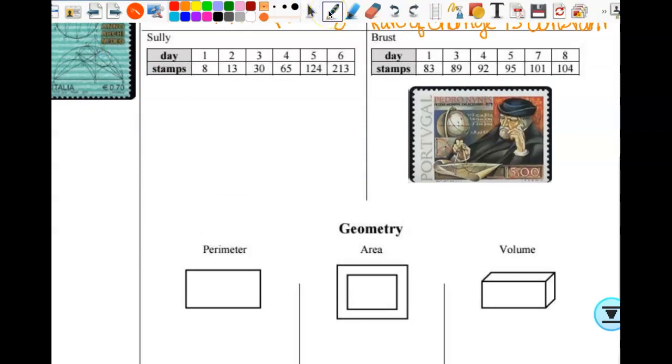All right. So here, can I start by just taking my differences? Yes. Okay. So 13 minus 8 is 5. 30 minus 13 is 17. 65 minus 30 is 35. 124 minus 65 is 59. Y'all agree with that? Math in my head, yeah, I think that's right. And then 89? Is that right? Yeah.